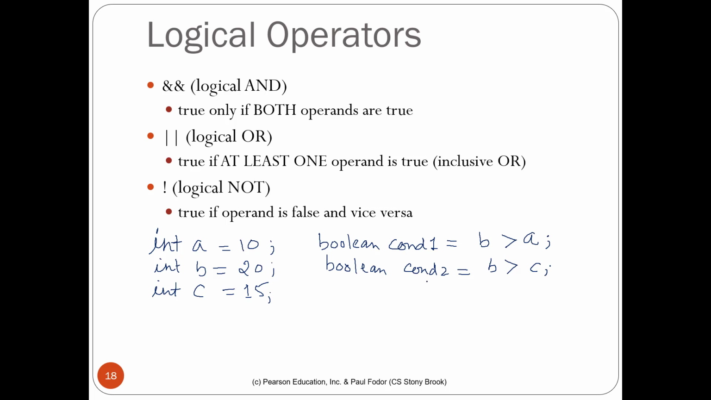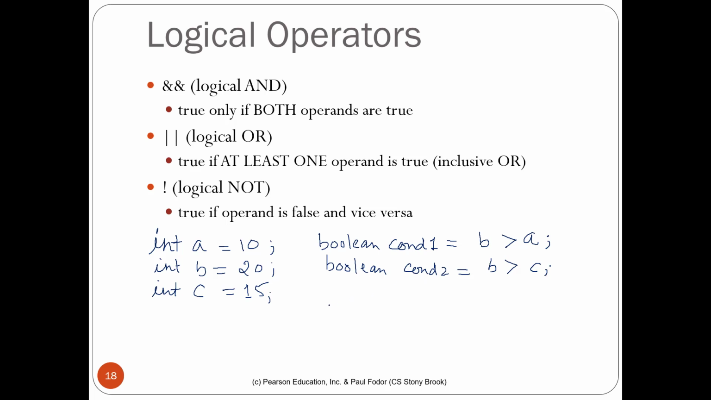Similarly, in the second condition, which I am calling condition 2, its type is Boolean as well. I'm checking whether b is greater than c or not. Since I'm making use of these comparison operators, my answer would be either true or false. So for that reason, since I'm expecting true or false as the outcome of these comparisons, I need to store that in a Boolean variable. So I have condition 1 as well as condition 2 declared as Boolean.